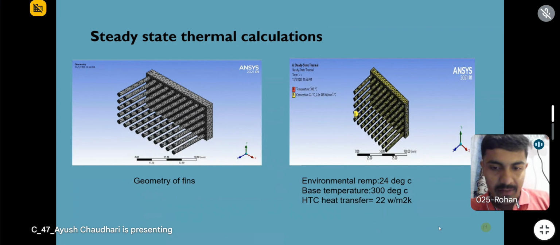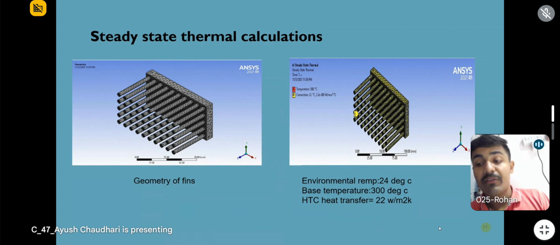and the environmental temperature was 24 degrees Celsius. Base temperature was 300 degrees Celsius. Heat transfer coefficient was 22 watt per meter square Kelvin. So we can move further.